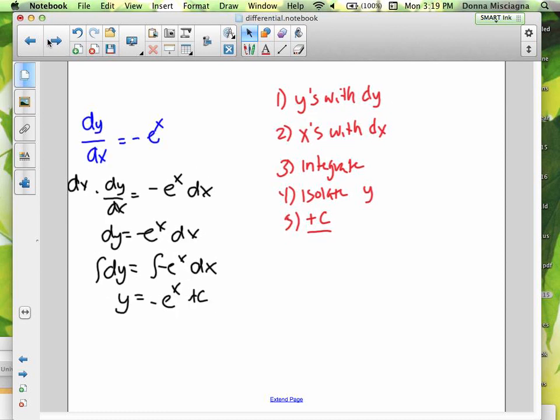Got another nice simple example here. All right, so dy dx equals negative e to the x. So multiply both sides by dx. I've got dy now equals negative e to the x dx. And integrate both sides. If I integrate dy, I get y. If I integrate negative e to the x dx, I'm going to get negative e to the x plus c. So this equation here, y equals negative e to the x plus c, is an equation that satisfies the differential dy dx equals negative e to the x. In other words, this equation here has this equation as its derivative.